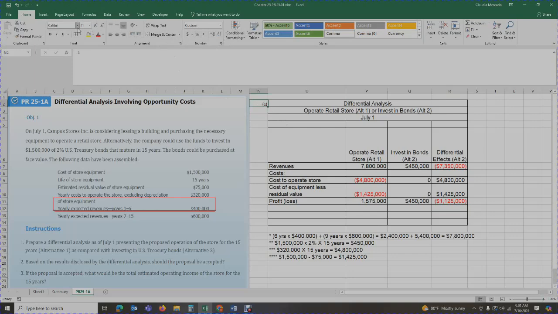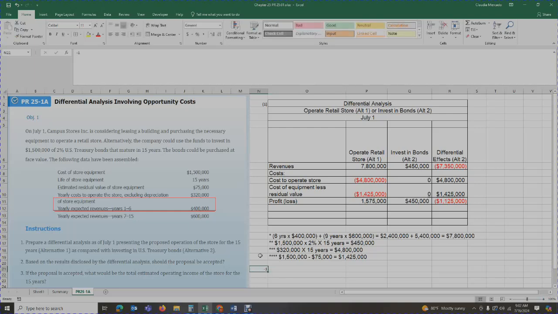Okay, so using the data provided, alternative 2 says, based on the results disclosed by the differential analysis, should the proposal be accepted? So, should we accept the proposal? What do you all think?